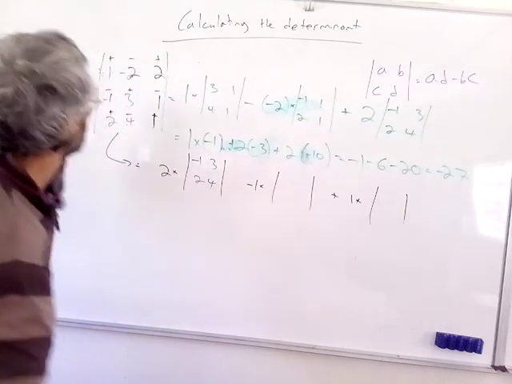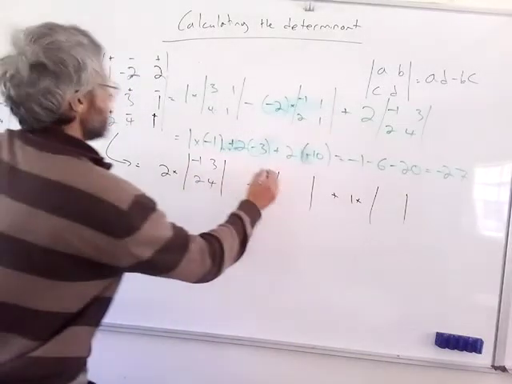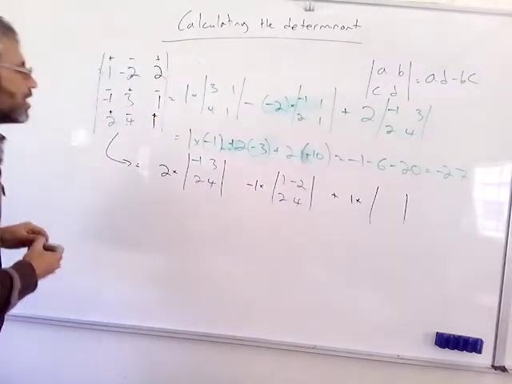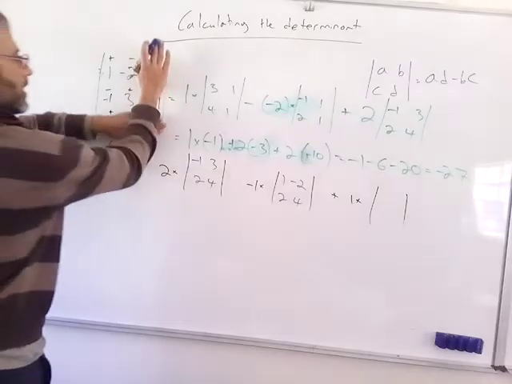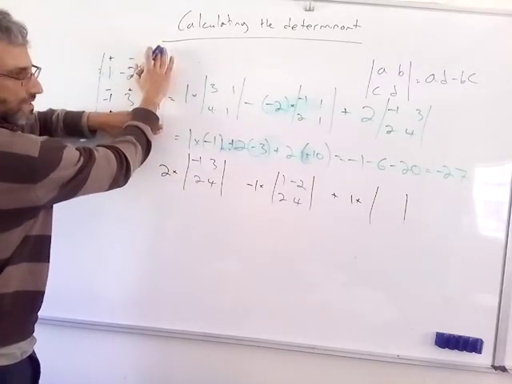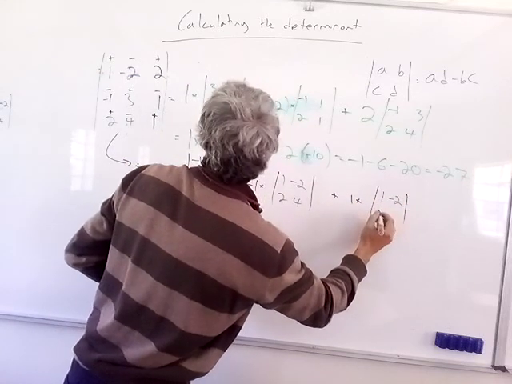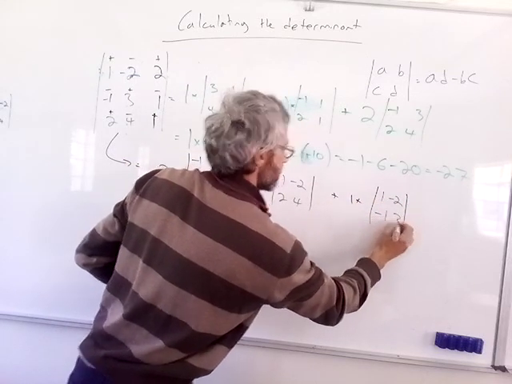What am I getting? I'm getting pop, pop, pop, pop. So I'm getting 1 minus 2, 2, 4. And then the last element, the 1, okay, I'm hiding this, and now you can see the minor here. Okay? So it's 1 minus 2, minus 1, 3.